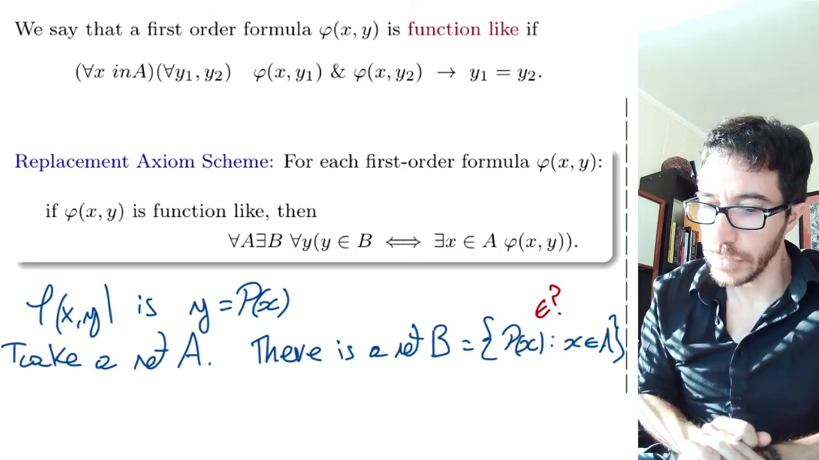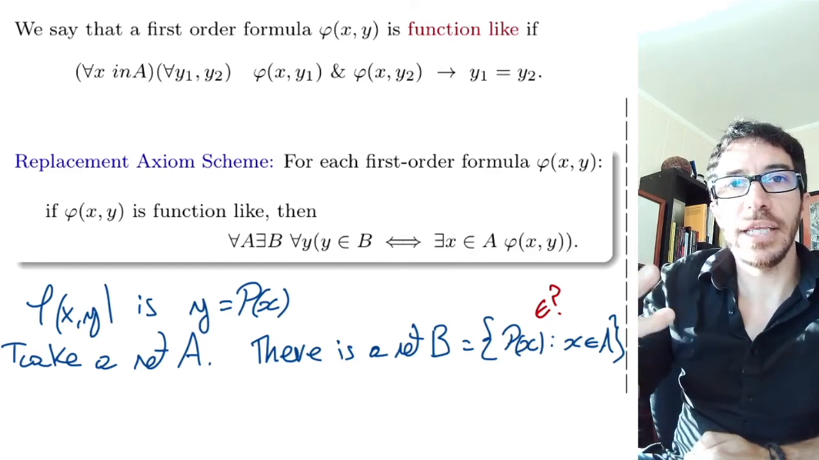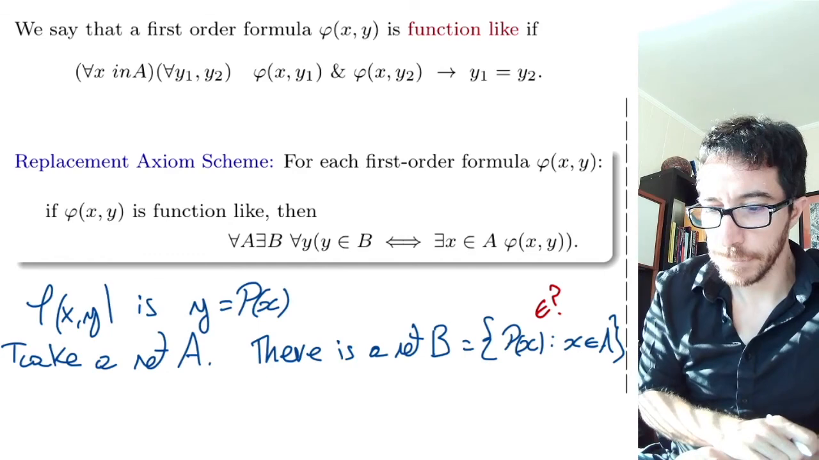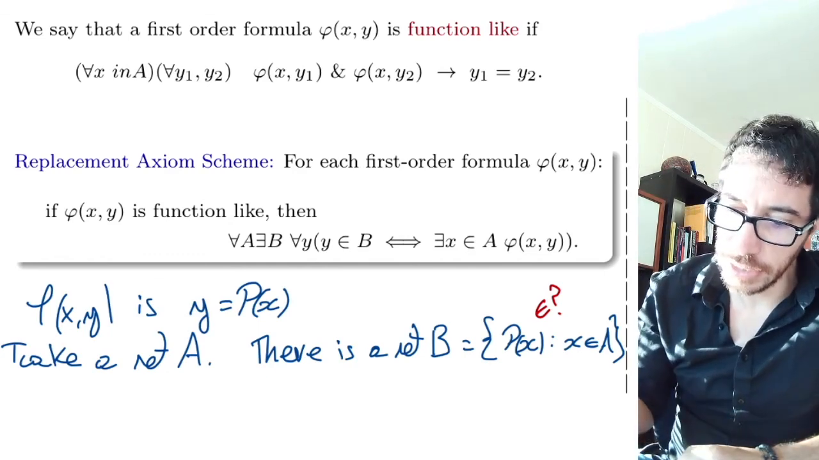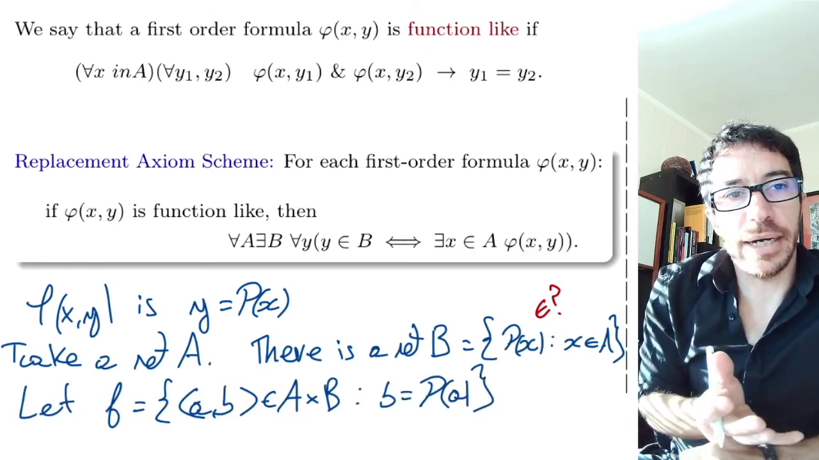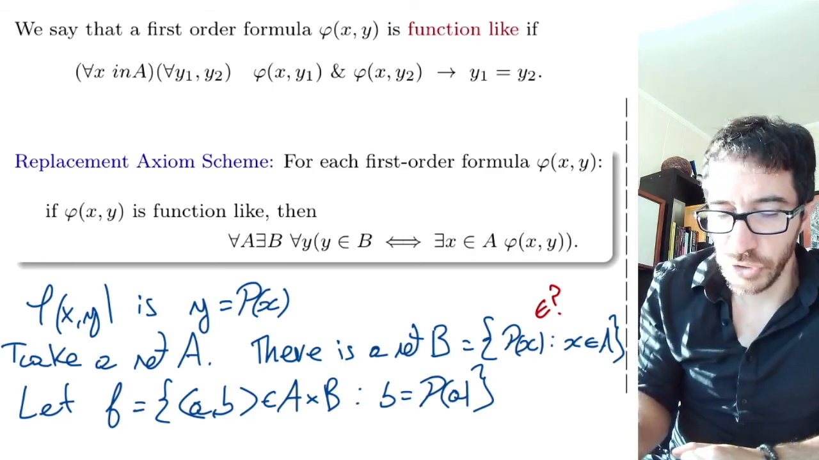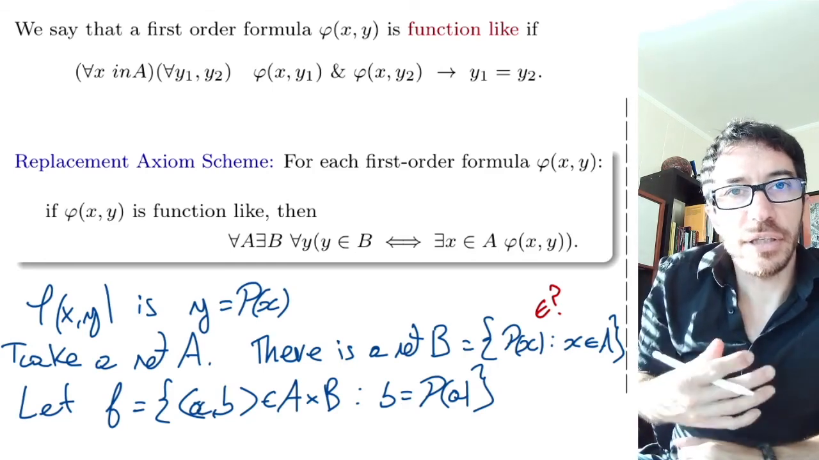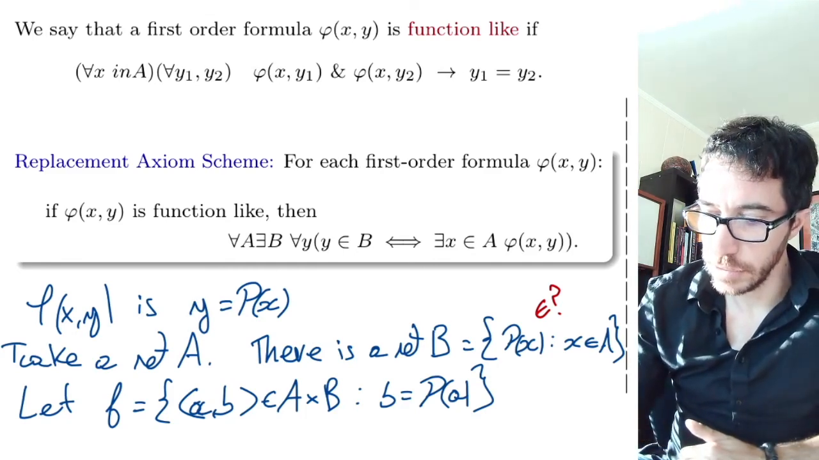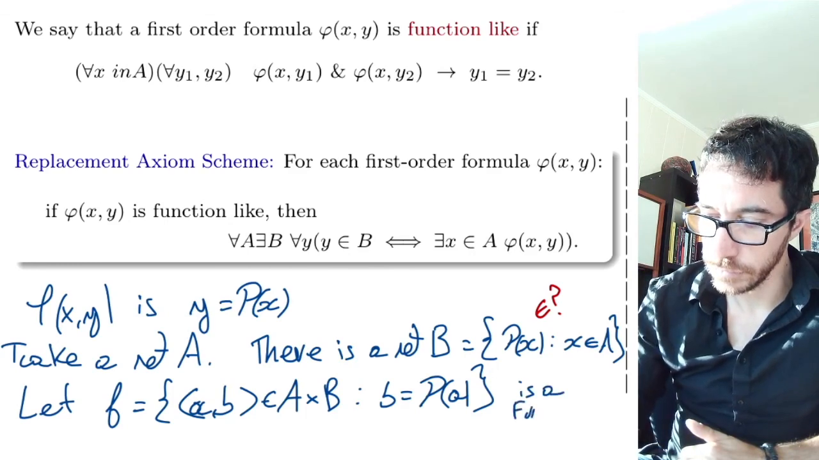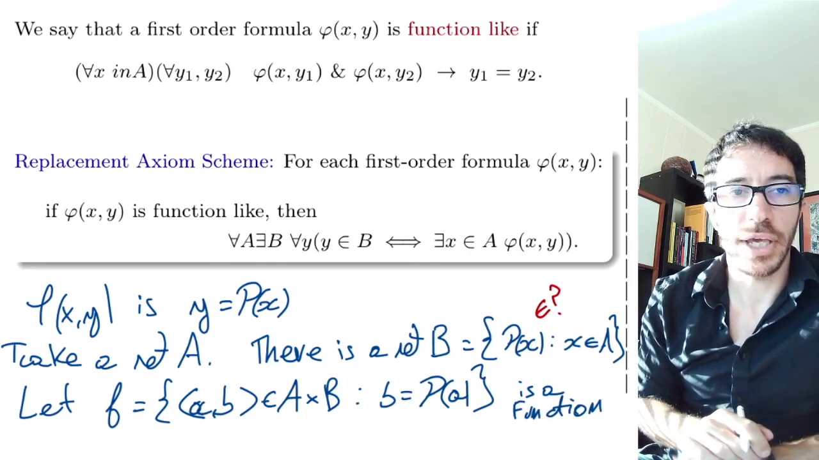But the replacement axiom tells us that in situations like this, when you have a function-like thing, you don't need to apply the subset axiom. You can get it directly. So you get that this B exists, and then we can define this function that maps a to the power set of a, but only for the little a's that belong to capital A, right? So essentially the restriction of phi, this function-like formula, to A is a function. And this one has domain A and range B.